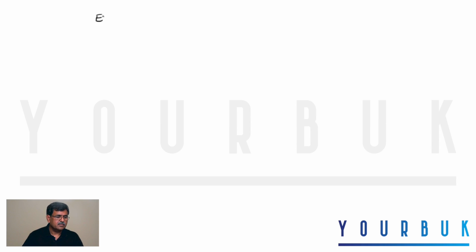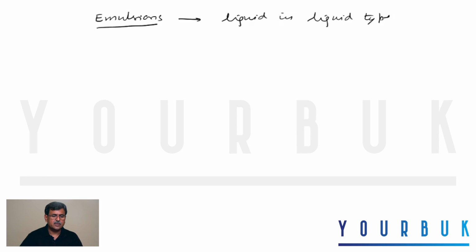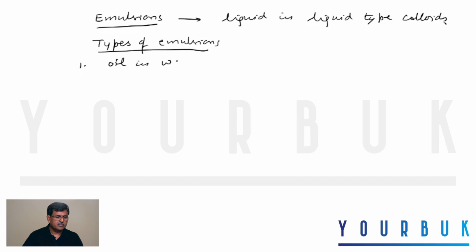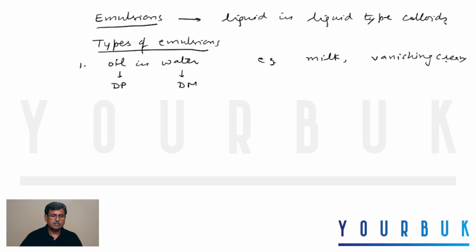The next is emulsions and the types of emulsions. Emulsions are liquid in liquid type colloids, meaning the dispersed phase and the dispersion medium are both in the liquid state. Now there are two types of emulsions. The first one is oil in water type. So oil is the dispersed phase and water, the dispersion medium, is in excess. Examples are milk and vanishing cream. The second type is water in oil type. In this case, water is the dispersed phase and oil is the dispersion medium. An example is cold cream.